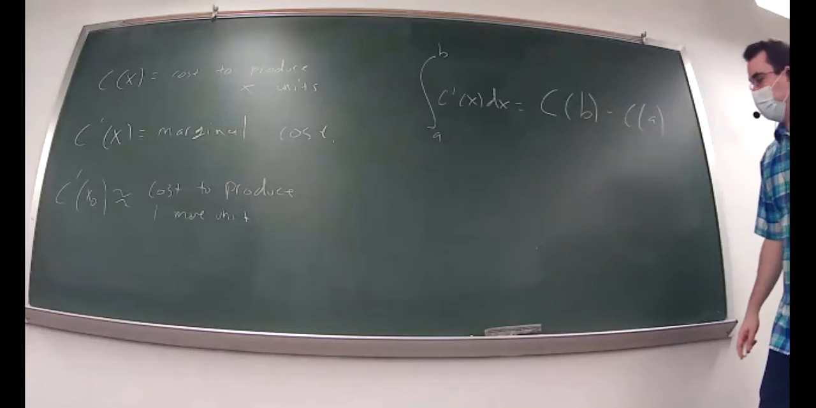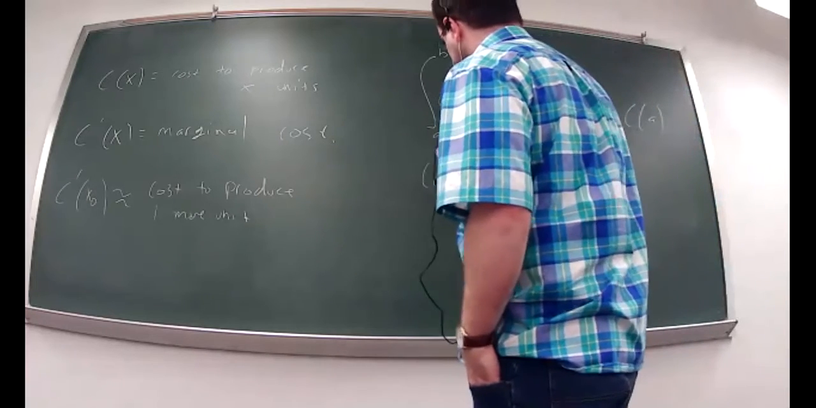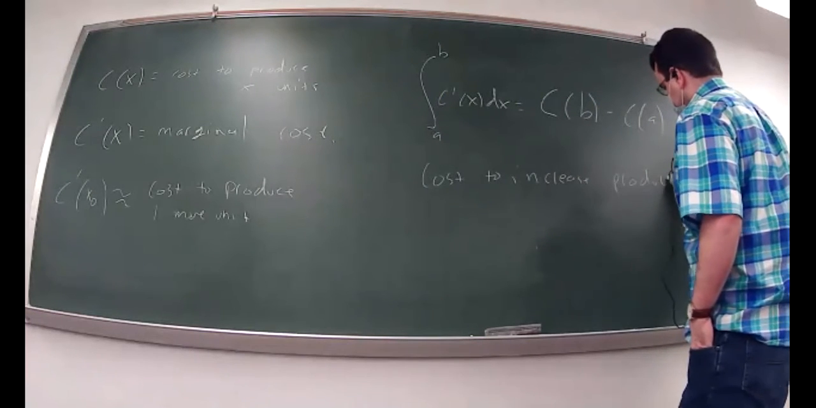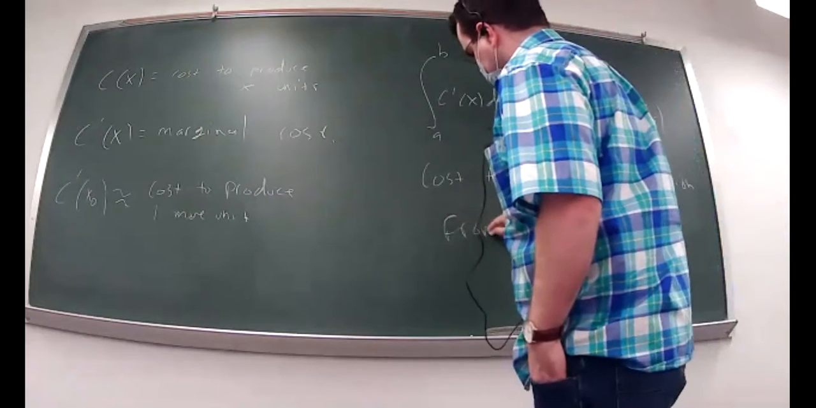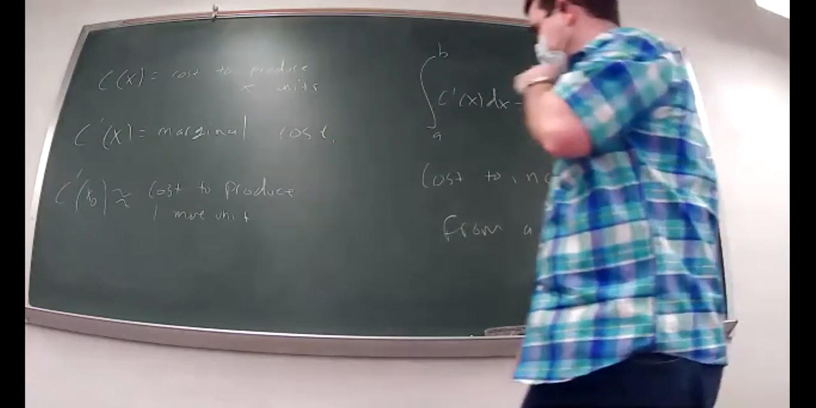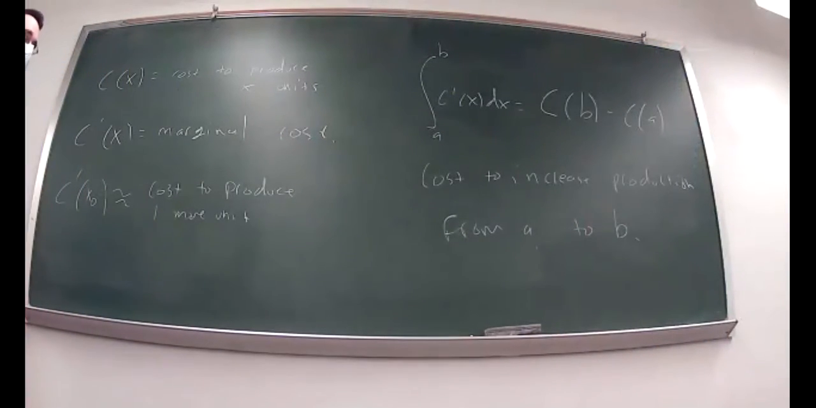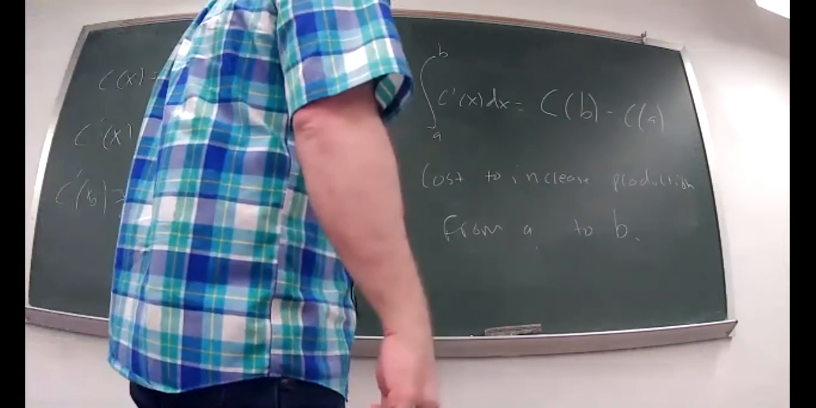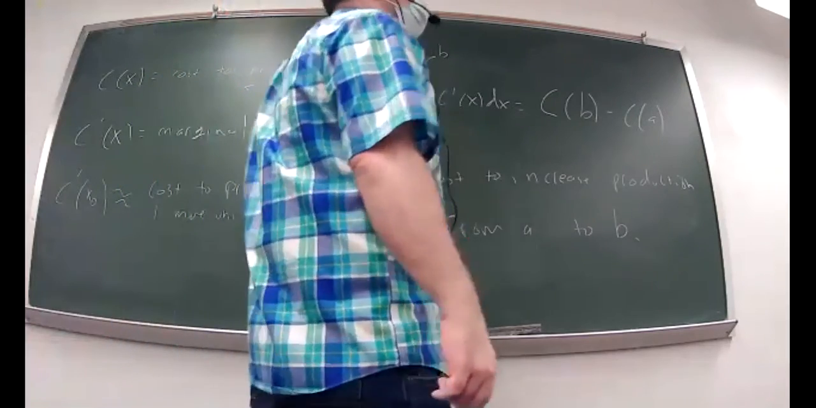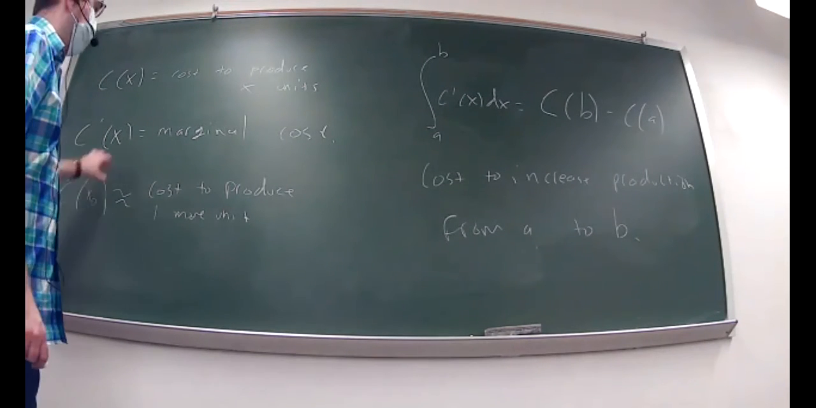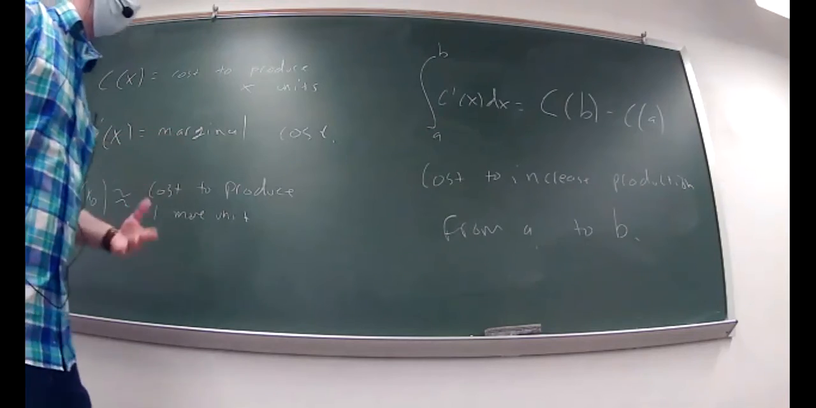And so what does that mean? That's the cost to increase production from A to B. So going back to iPhones or whatever, if you knew your marginal cost and you were currently producing like 300,000 units, just by knowing your marginal cost, you could then estimate how much it would cost you to increase production by 100,000 units. The idea being that your marginal cost will change. It will depend upon how many units you're producing.